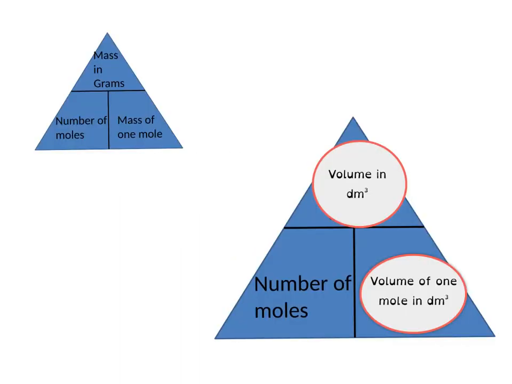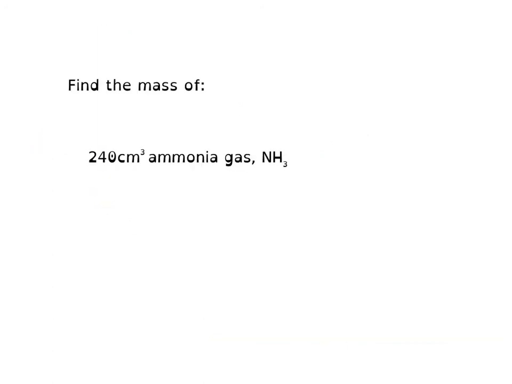And if I go back to here, that means I've used the volume to work out number of moles. So now I can go back to this triangle and work out mass in grams. I will have to then work this one out. Remember, I get that from the periodic table, so I could look that up. So we're finding the mass of 240. From 240 I worked out that was 0.01 moles. Now I need to use the formula because I need to work out the mass.